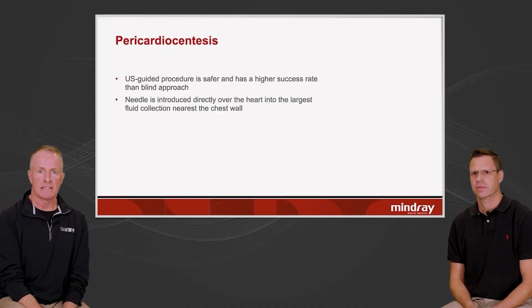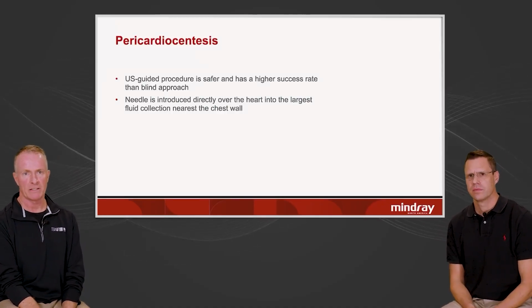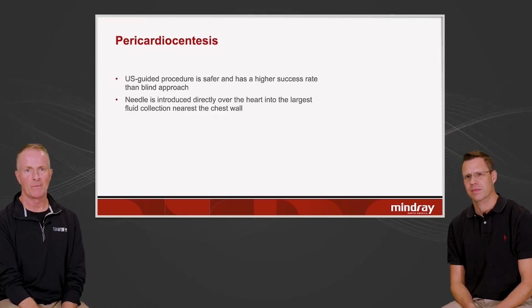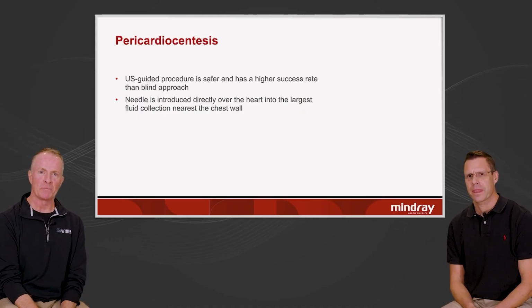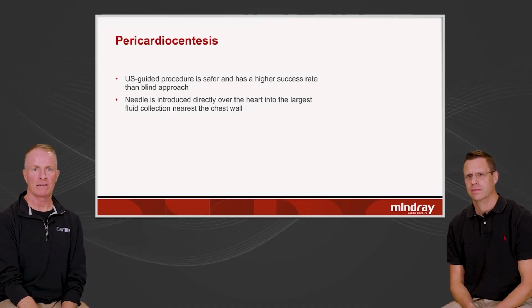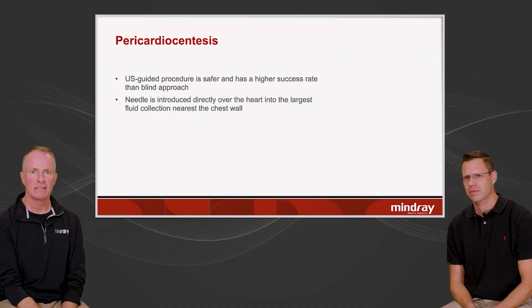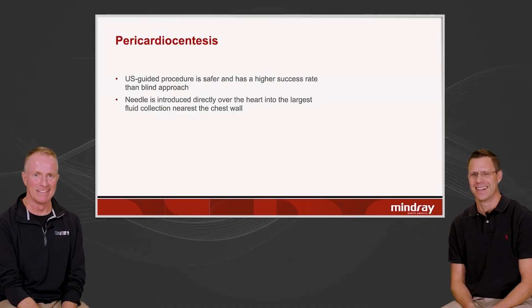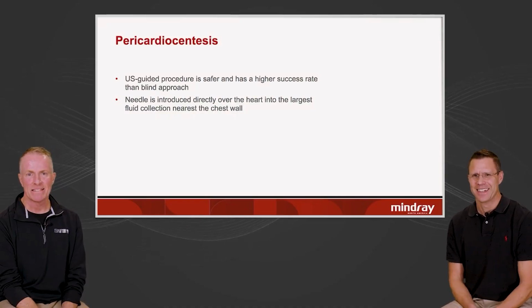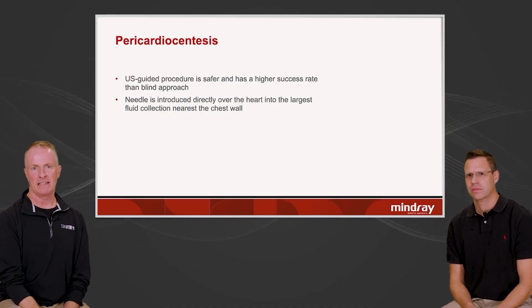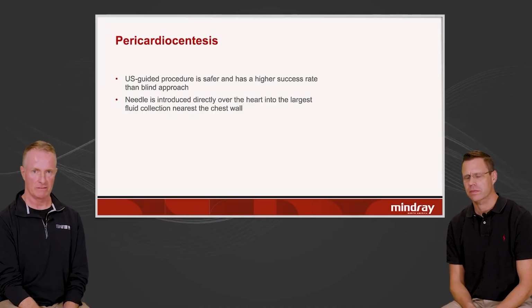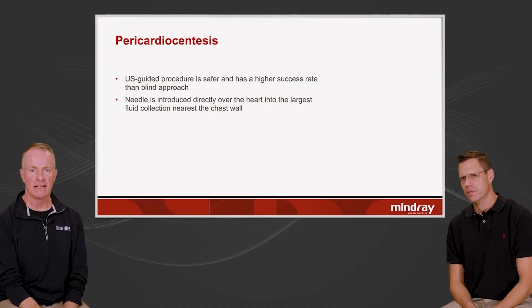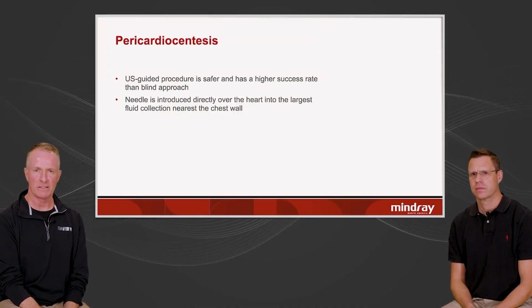Okay, pericardiocentesis. It wouldn't be an advanced echo webinar if we didn't talk about this. So, of course, ultrasound makes tapping a pericardial effusion much safer. Probably the only way to make it very safe. So basically, put the needle into the largest fluid collection in the pericardium, close to the chest wall. Easy, right? And that's usually not the subxiphoid or subcostal space.